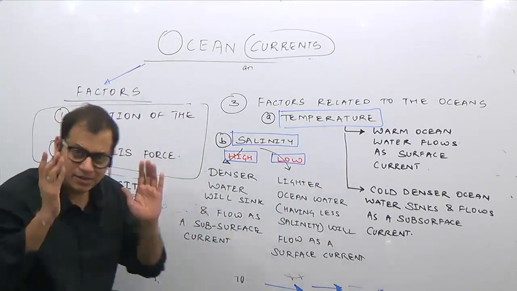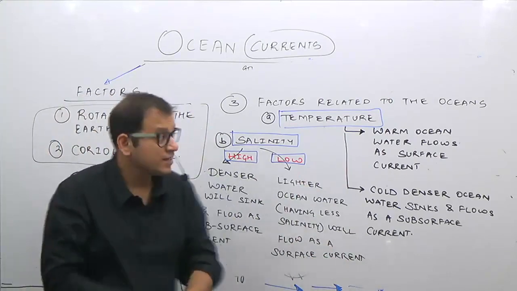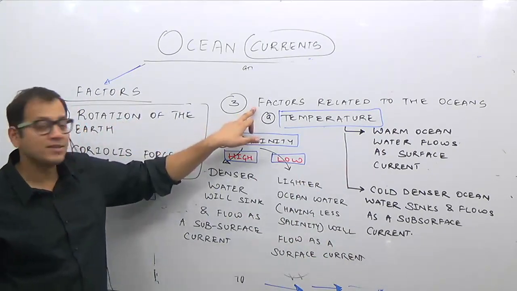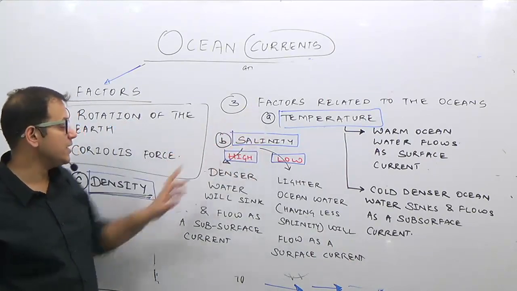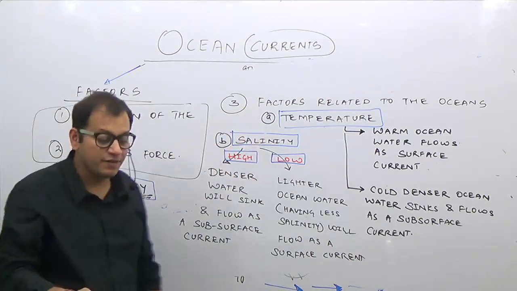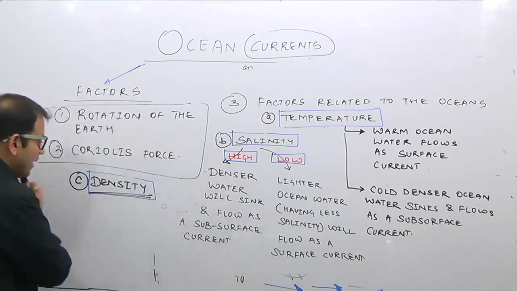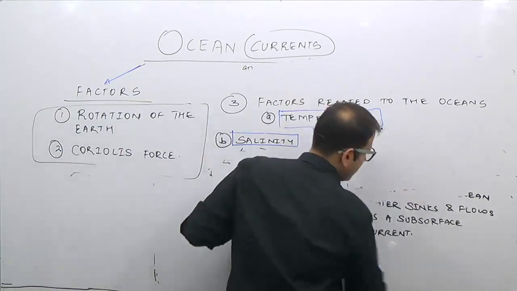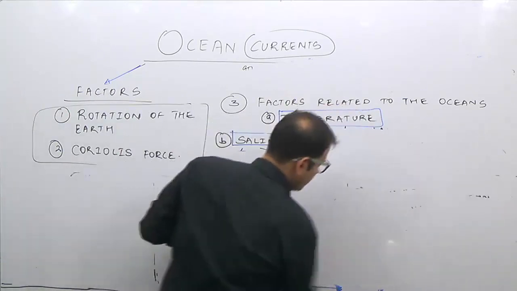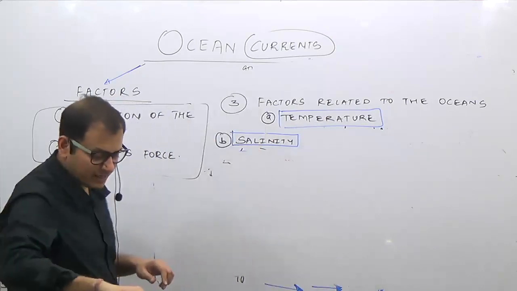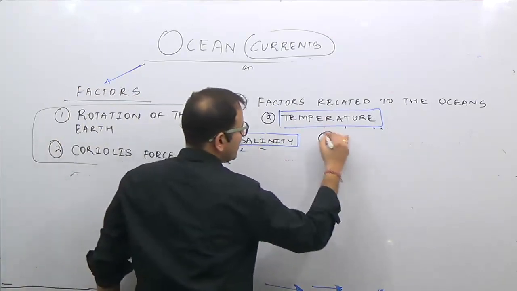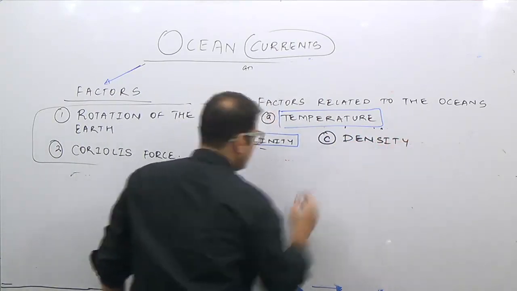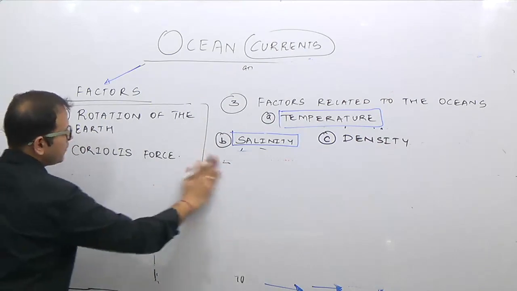But what are the factors which are related to the ocean currents? The first factor is rotation of the earth and generation of the Coriolis force. Second are factors related to the ocean currents, that is temperature, salinity and the density. I will rub this and write. So the factors are temperature, salinity, density.